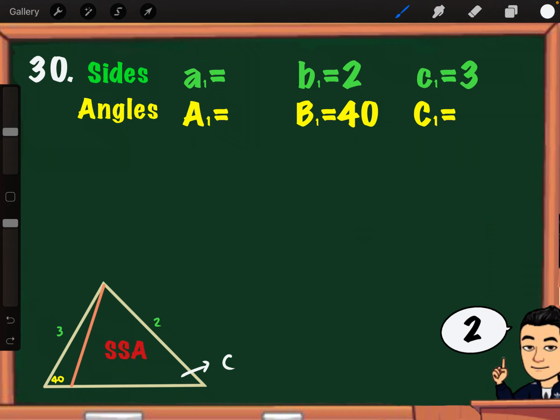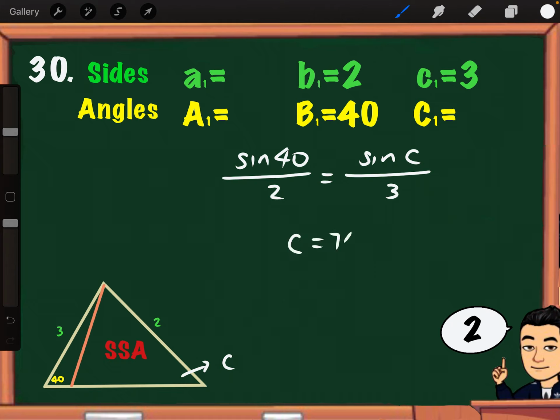We're going to use angle B to help us out. So you go with sine angle B over side B equals sine angle C over side C. Then you're going to find that your angle C is equal to 74.6. So this is 74.6. Let me write 74.6. In order to find this one right here, this is going to be your angle A.